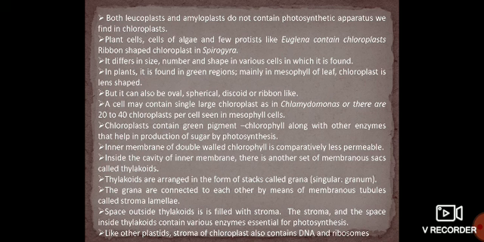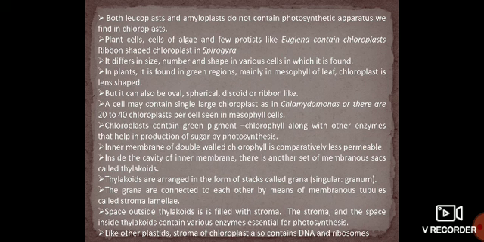Next, both leucoplast and amyloplast do not contain photosynthetic apparatus. Leucoplast and chromoplast do not contain photosynthetic apparatus. We find it in a chloroplast. So now we are going to discuss chloroplast, which is again a distinguishing characteristic of autotrophs, where they can prepare their own food.